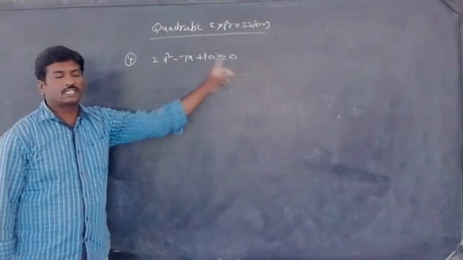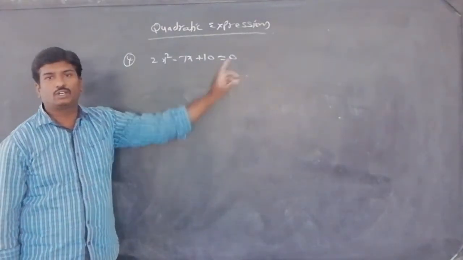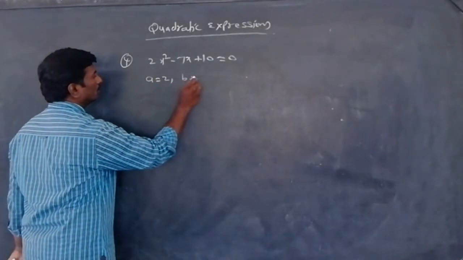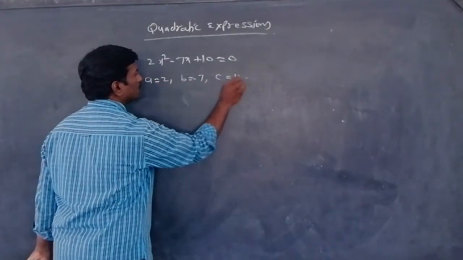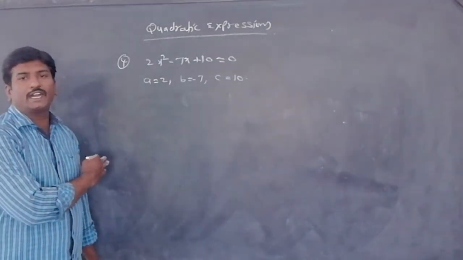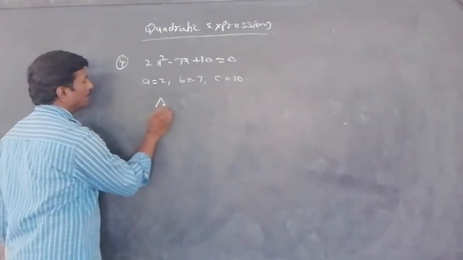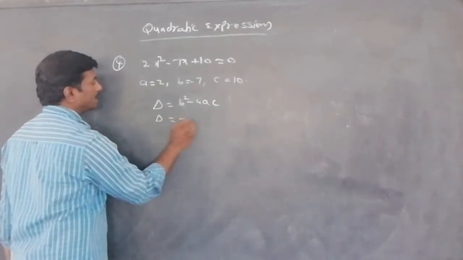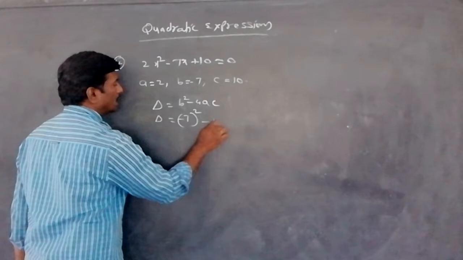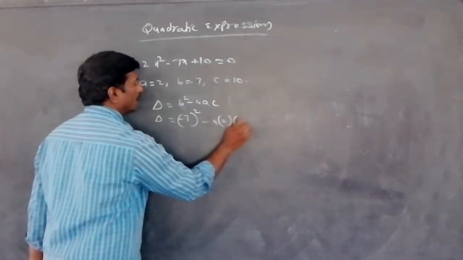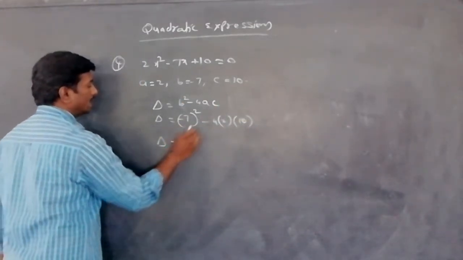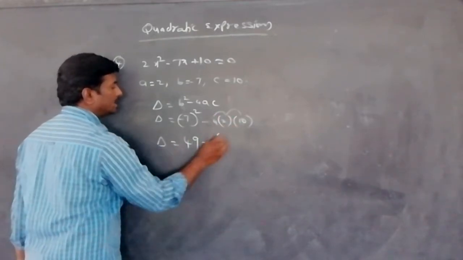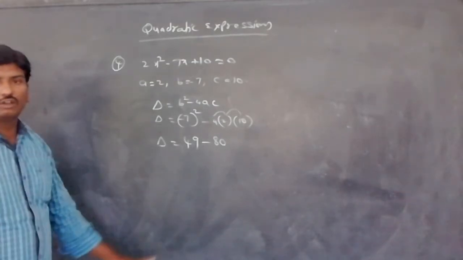Okay? Quadratic equation 2x square minus 7x plus 10 equal to 0. I am finding its nature. So what is a value here? 2. b is equal to minus 7. c is equal to 10. Now we have to find its nature. So for that I am using the discriminant. So delta is equal to b square, b means here minus 7. Minus 7 whole square minus 4 into a value into c value 10. So what are you getting here now? Minus 7 square 49, minus 2 fours are 8, 8 tens are 80.